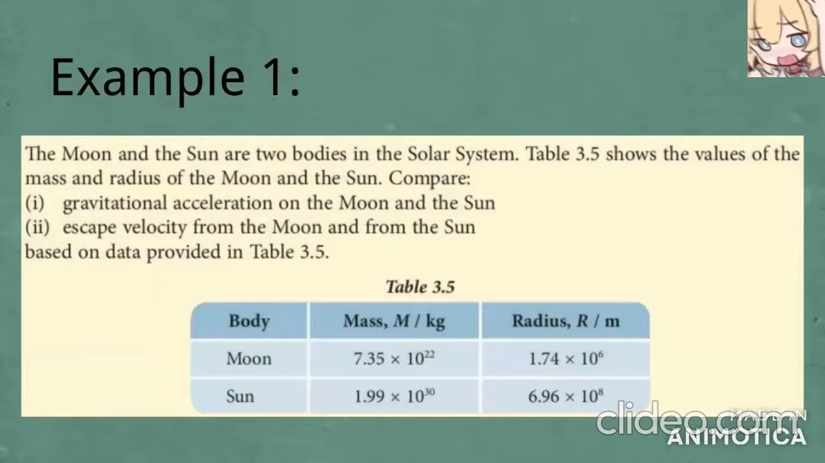Example 1. The moon and the sun are two bodies in the solar system. The table below shows the values of the mass and radius of the moon and sun. Firstly, we need to compare the gravitational acceleration on the moon and the sun. And the second question is escape velocity from the moon and from the sun based on data provided in the table below.